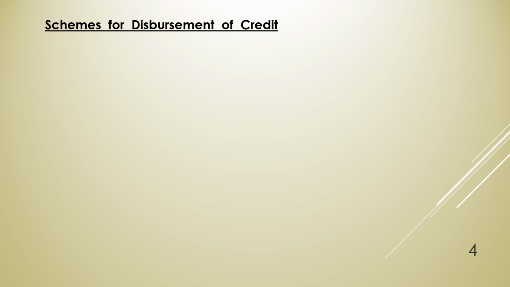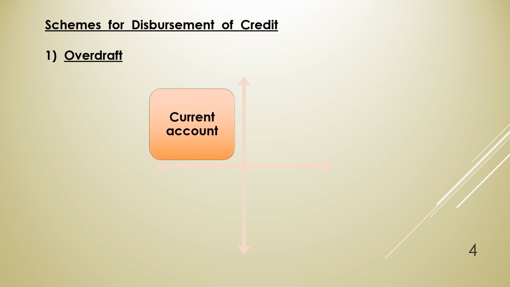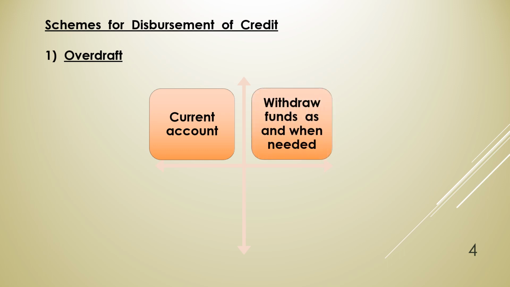Let us now understand the various schemes which are offered by the commercial banks for disbursement of credit. The first is overdraft facility. Overdraft facility is granted to those companies which have a current account with the bank. In this case, the borrower can withdraw the funds from the current account as and when required, as it does not impose any restrictions on the number of withdrawals.